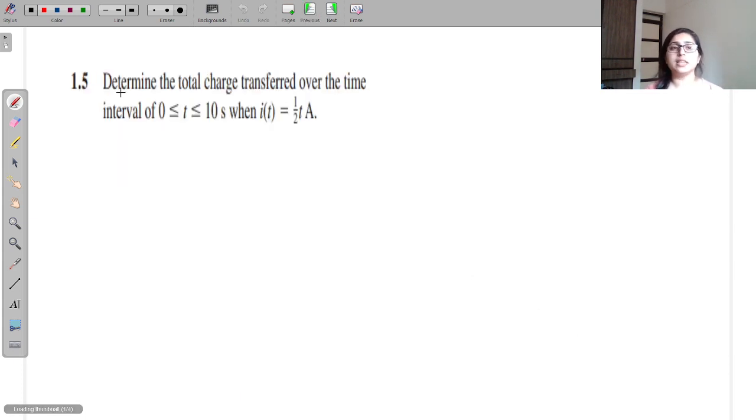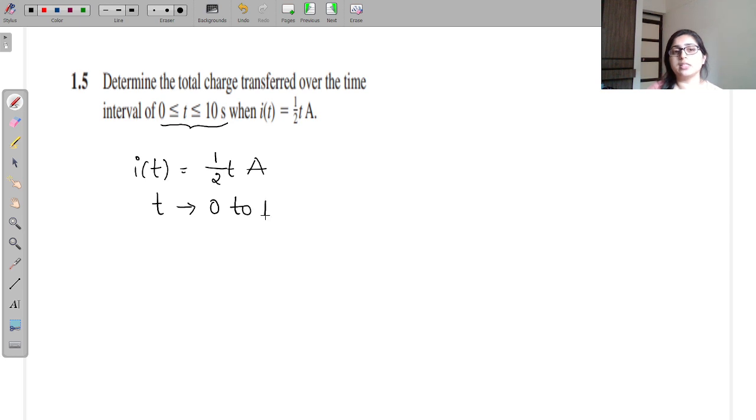Now let us see the next question. Determine the total charge transferred over the time interval 0 to 10 seconds. Here the time interval is given, 0 to 10 seconds, and I of t is a function of t now. It is not a constant, it is 1 by 2 t. So I of t is equal to 1 by 2 t amperes. Time interval is given 0 to 10 seconds.